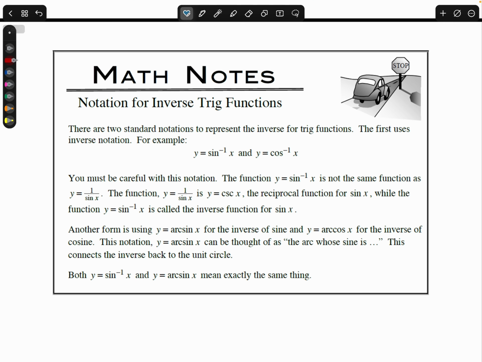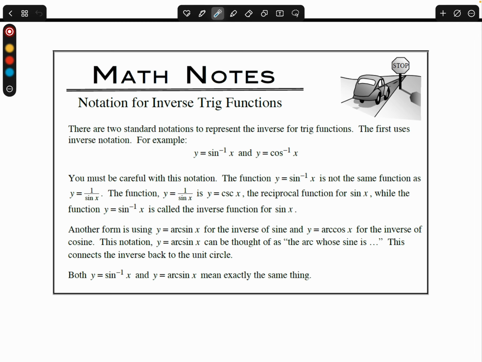Notation for inverse trig, just pay attention for a moment longer. It says there are two standard notations to represent the inverse of trig functions. The first uses inverse notation. For example, this is what you were seeing in this lesson. This is what you're probably used to. You must be careful with this notation because the inverse sine is not the same as y equals 1 over the sine of x, which is a reciprocal. We don't want to mix up our inverse sine with our cosecant, because cosecant is the actual reciprocal of the sine function.